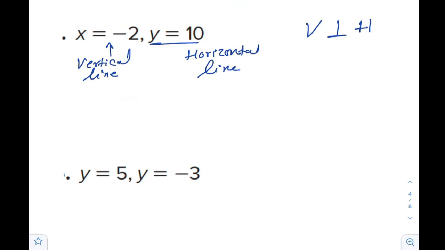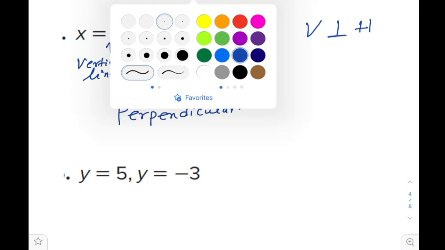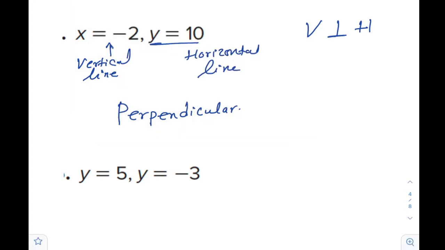So horizontal lines are always perpendicular to vertical lines. That means these lines are perpendicular to each other. Now, what about this one? Guess.